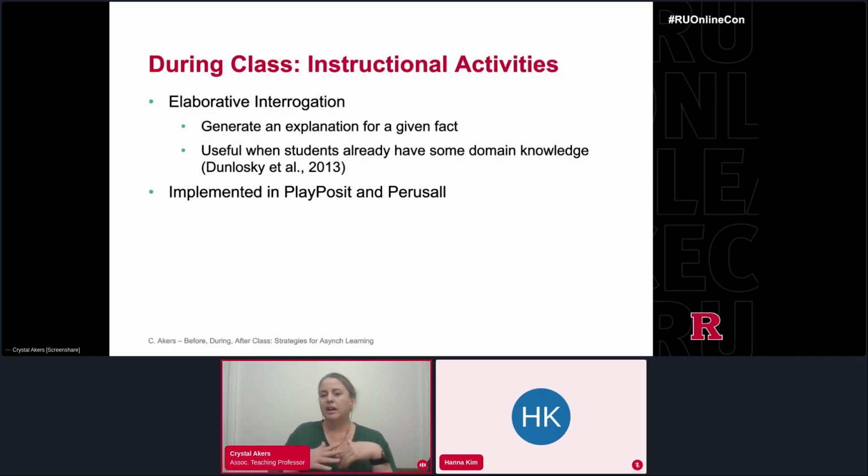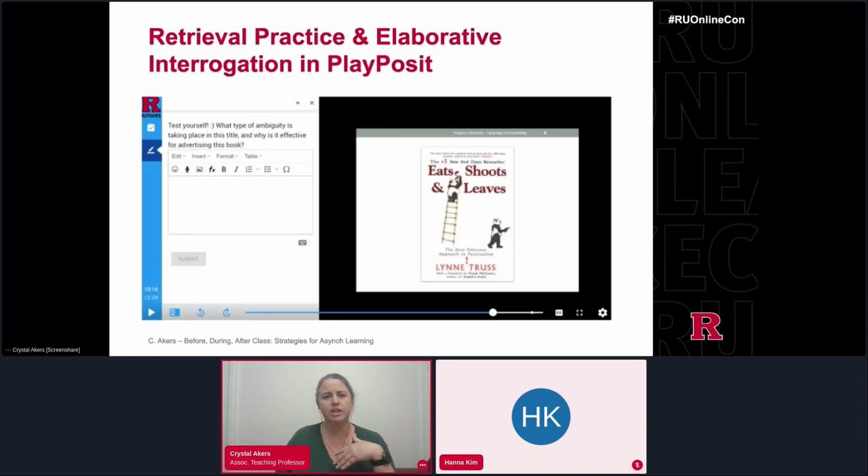So I'm going to show you how I implement it in PlayPosit. But again, this kind of question can be implemented in many different kinds of tools, Perusal, Canvas quizzes, or assignments. Delivering it in PlayPosit, though, allows me to provide that immediate feedback that's most like synchronous interaction. So here's an example. This is from my course on language of advertising. So this question arises toward the end of a 12-minute lecture. And the format is the video stops.